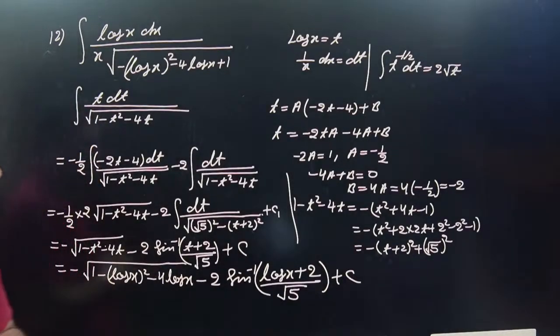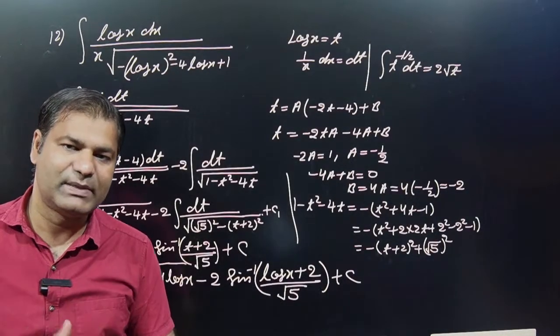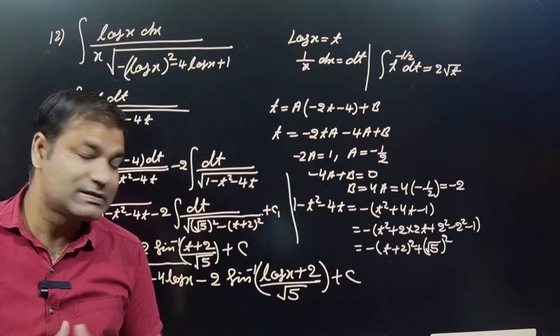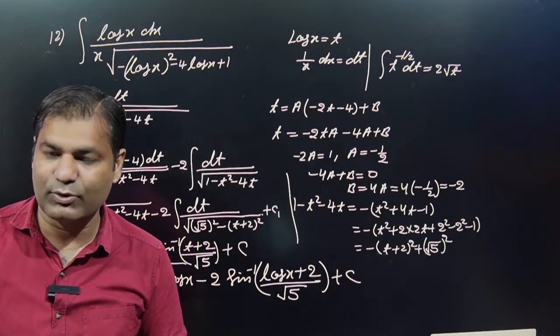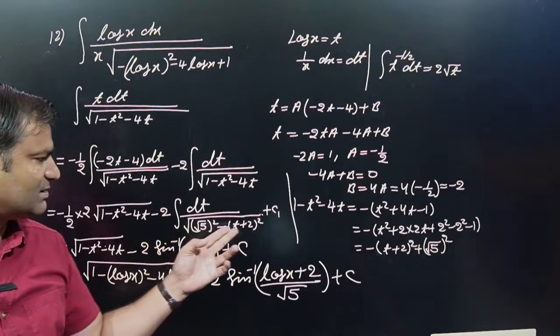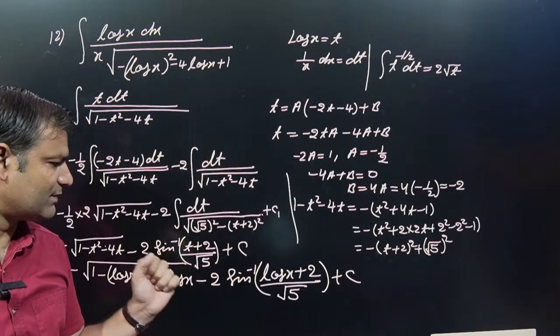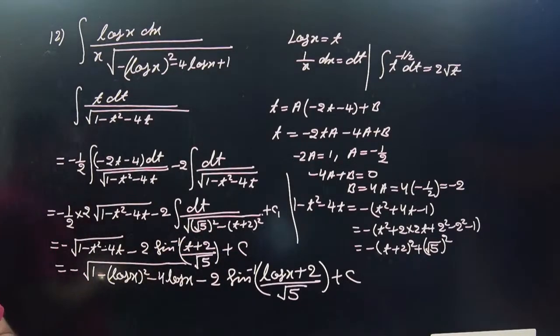Okay. Now I know that integration of dx divided by under root a square minus x square is how much, sine inverse x upon a. So x is basically t plus 2 and a is basically root 5. So written like that one. Okay. After that, clear or not? So finally t replaced to log x. So final answer like that one. Okay. If anyone faces any doubt, then comment it. Absolutely clear?